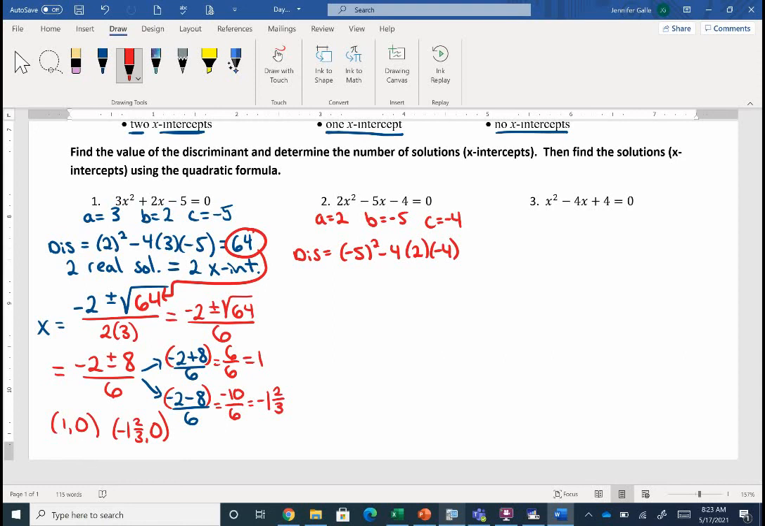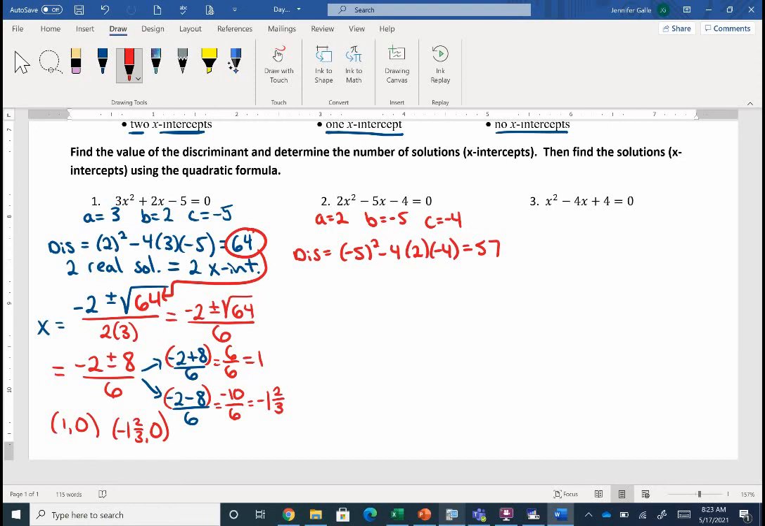Let's see what we get. We have -5. We're going to square it. -4 times 2 times -4. All right, are we getting 57? Yep. We matching 57? Yeah.